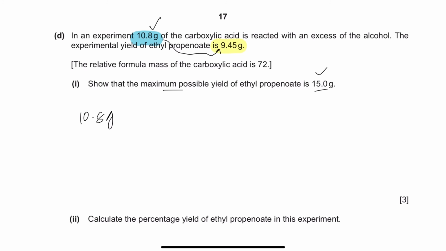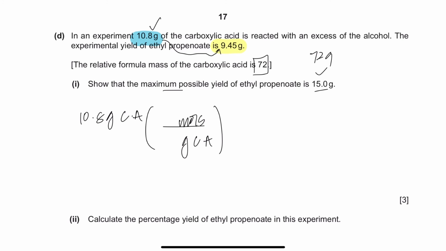Now which carboxylic acid do you guys have right here? Here they've given you the formula mass, that's 72. So 10.8 grams of the carboxylic acid, you don't need grams, they need to be cancelled out, you need moles, and you've been given the molar mass, that is 72 gram per mole. So you know कि 1 mole of carboxylic acid has 72 grams, and then you know कि 1 mole of carboxylic acid will give you 1 mole of ethyl propanoate.